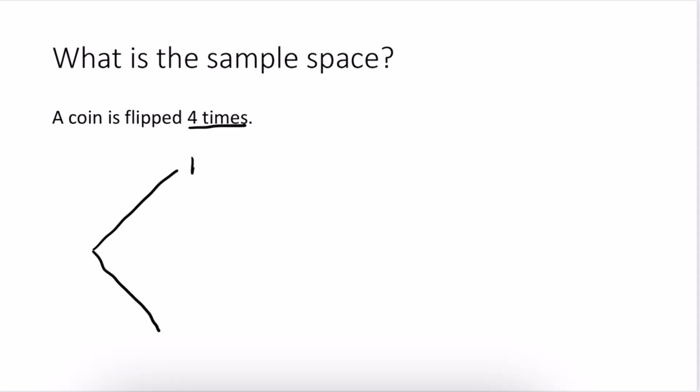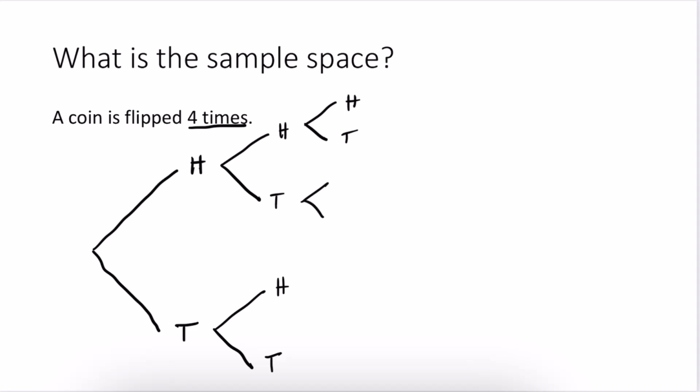I could either flip a head or I could flip a tail. Those are my 2 choices for the first time I flip the coin. But I'm not just flipping the coin once, I'm flipping it 4 times. So then I say, okay, well, if I flip the coin again, then I have 2 options again for what could happen. And so I branch those 2 options off of each of my previous options. Then that's my second time flipping the coin. The third time I flip the coin, I still could either get a head or a tail. And so I branch that off of each of my previous options.